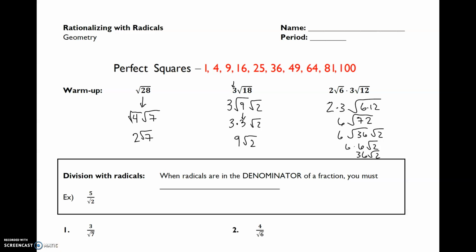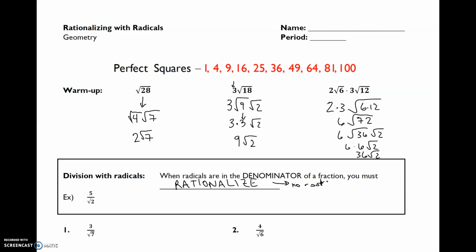So I guess I'll call it new stuff for today, is when we're doing problems that involve division and square roots. If you have a radical in the denominator of a fraction, in the bottom of a fraction, you must write this down, rationalize. What does it mean to rationalize?